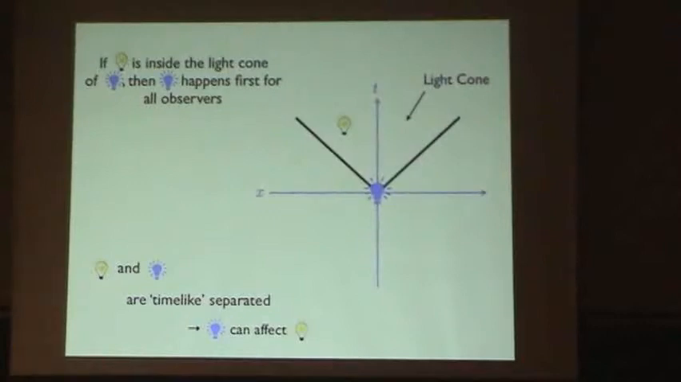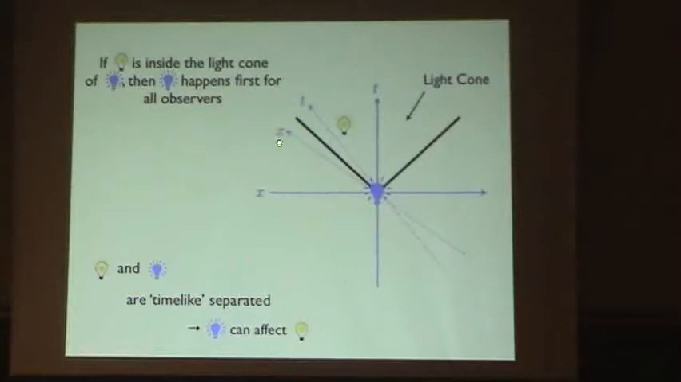The other possibility is that the yellow light bulb goes off inside the light cone of the blue one. In that case, every observer sees the blue light bulb go off first. This guy sees the blue light bulb go off first. And this guy sees the blue light bulb go off first. And there's a simple reason for that.